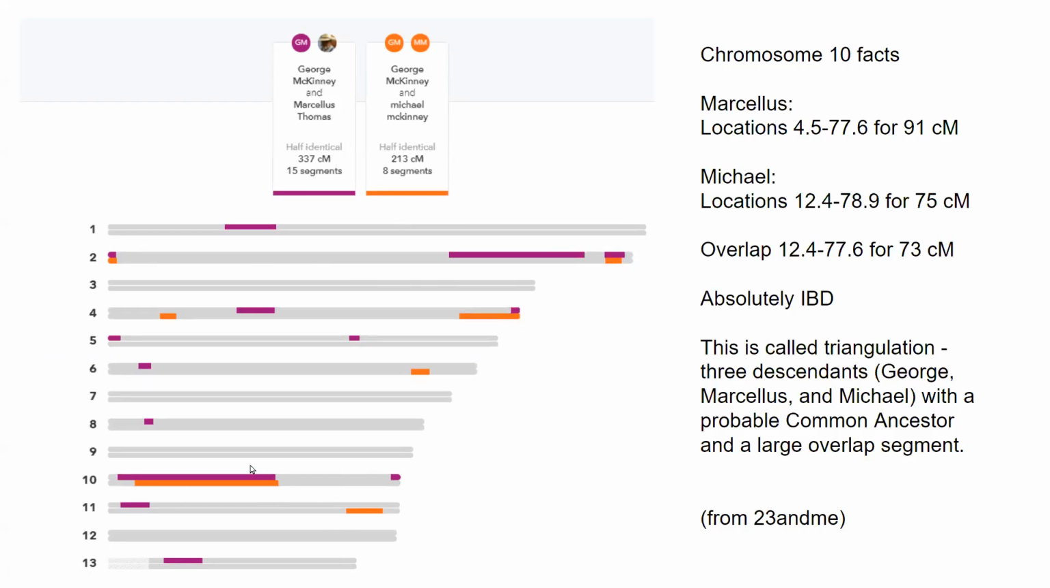So these places are called triangulations. More than one person sharing the same common ancestor shares the same piece of DNA. And what's been shown by the people who've been doing this for years is that I'm carrying around this part of my DNA that is from Samuel Mitchell Mckinney. Came down to me. There it is.